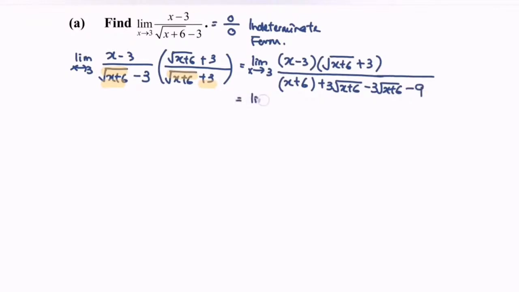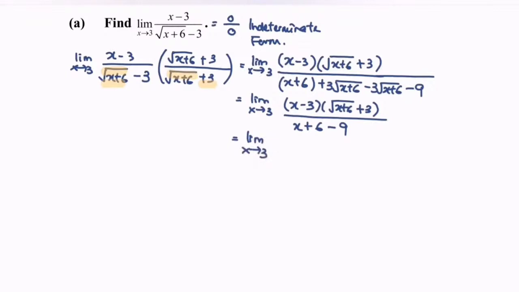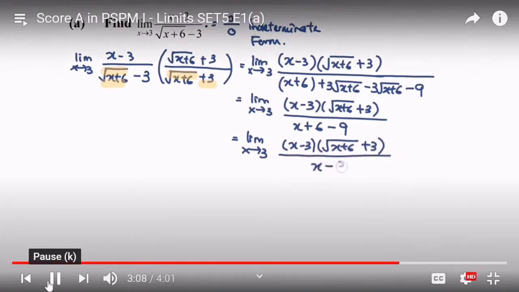And we will have limits when x approaching 3, x minus 3, multiply with square root of x plus 6 plus with the 3, over x plus 6 minus 9. Rewrite the situation. Limit when x approaching 3 for the function x minus 3 multiply with square root of x plus 6 plus with the 3 over x minus 3.